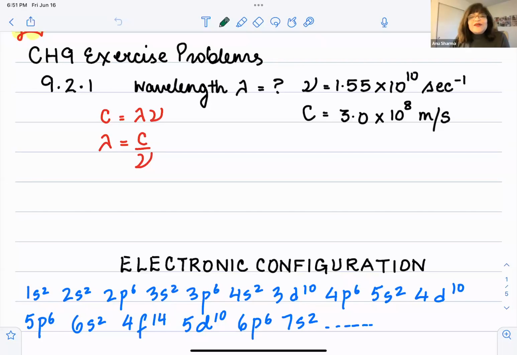Okay, so let's do chapter 9, exercise problems. And here we have the problem 9.2.1.